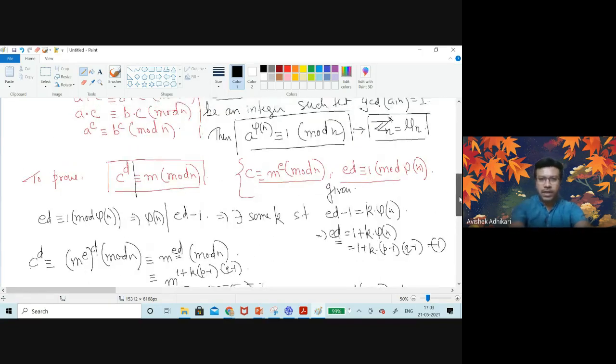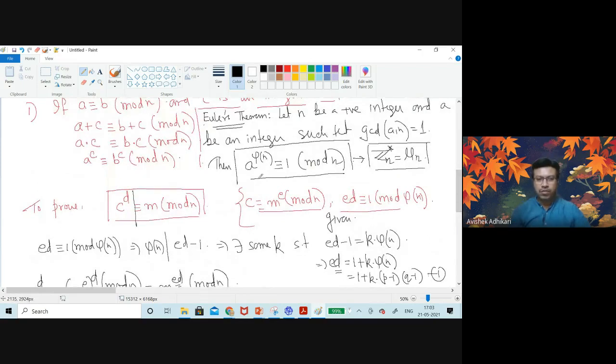Why? Have a look at this result. So what is phi of p? If p is prime, it must be p minus 1. If I put p instead of n, then this reduces to a to the power p minus 1 congruent to 1 modulo p. Note that here a and n were relatively prime, so here also a and p are relatively prime. So if a and p are relatively prime, then a to the power p minus 1 is congruent to 1 mod p, and that is a famous result known as Fermat's little theorem.